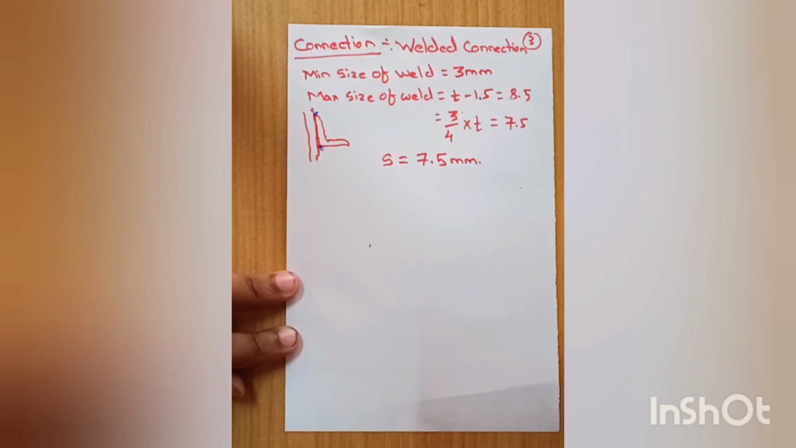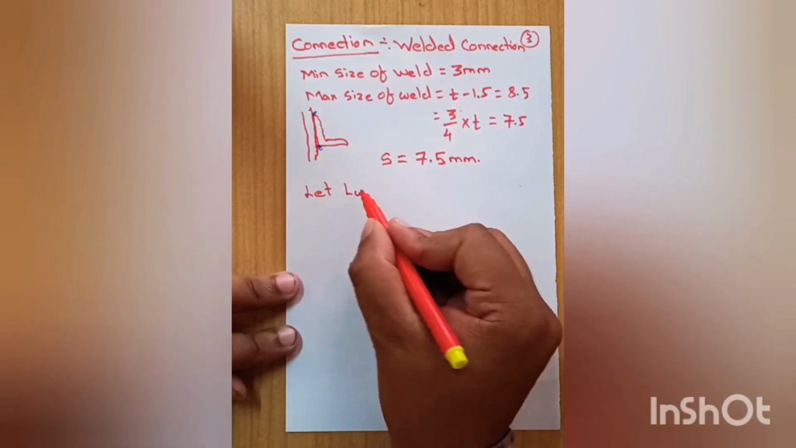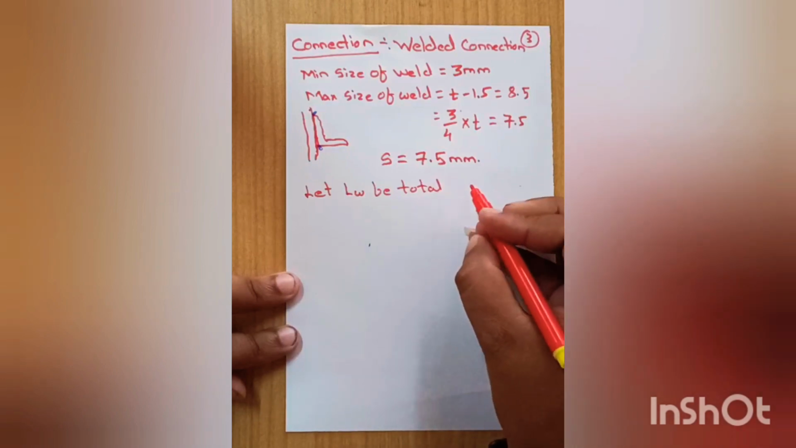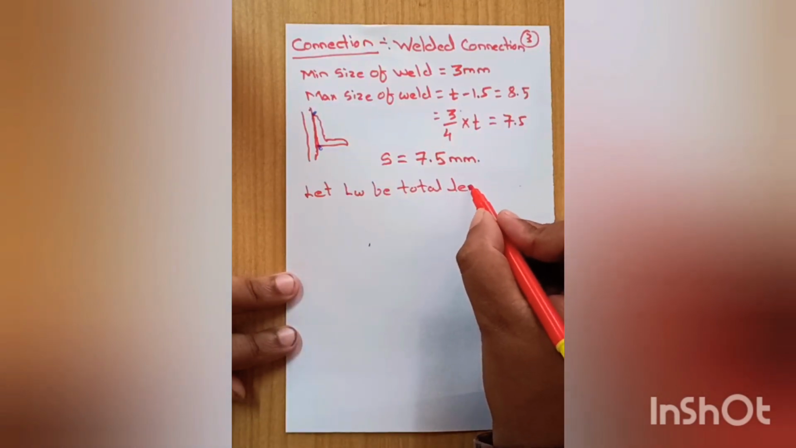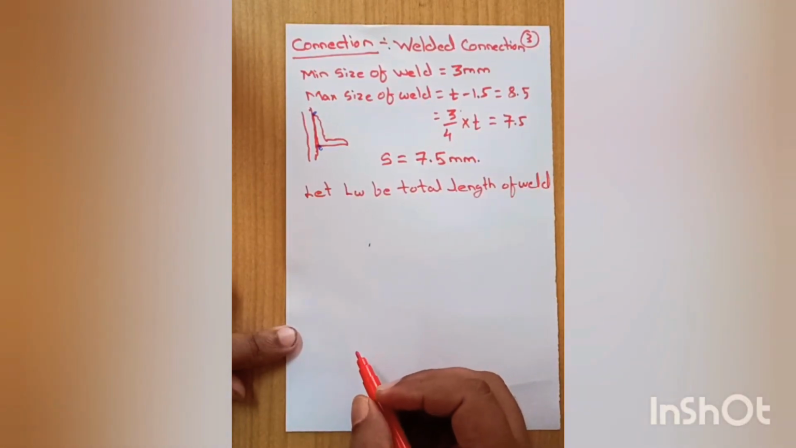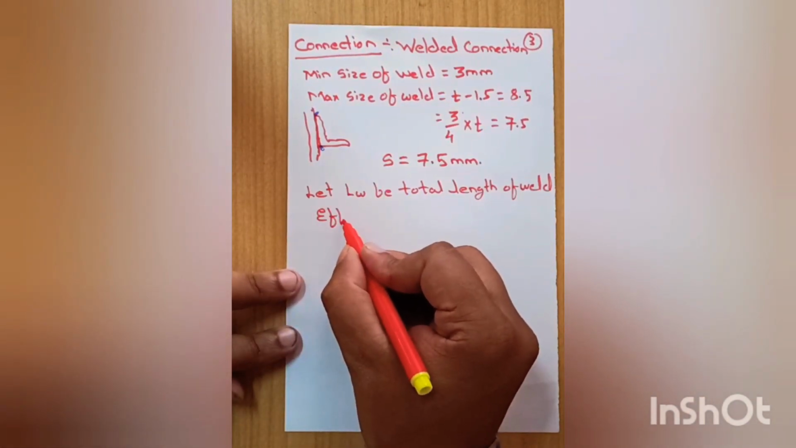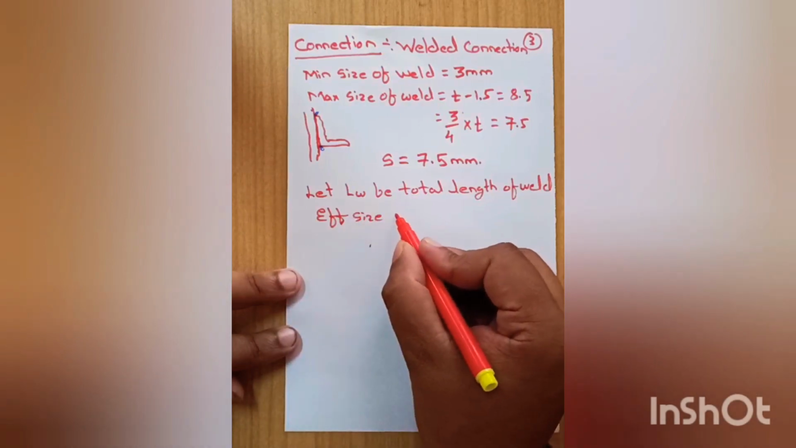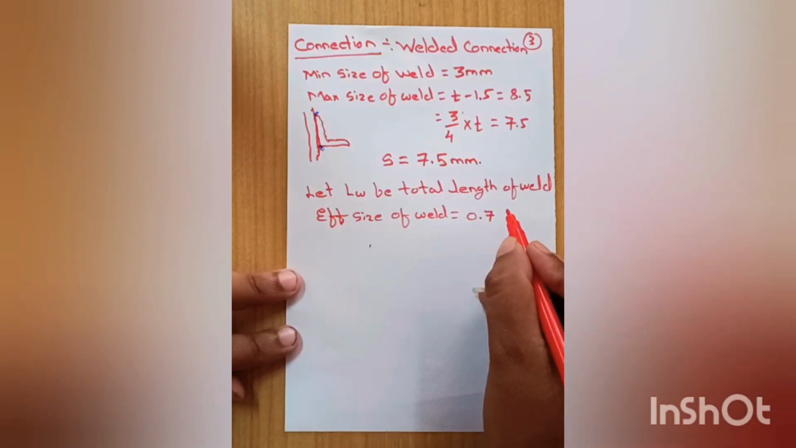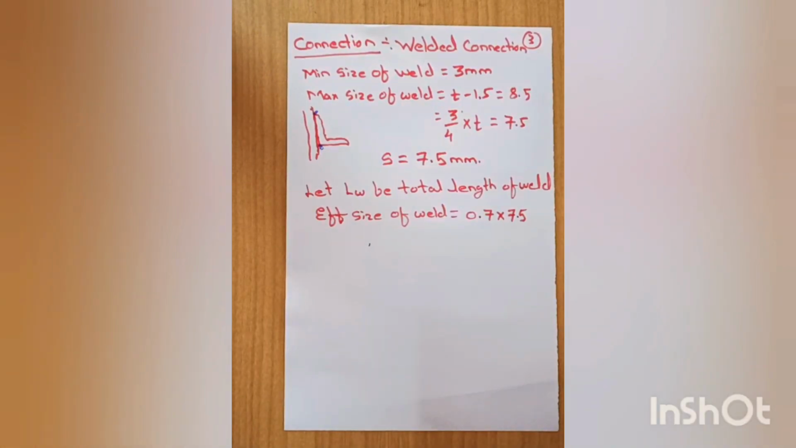Now let LW be the total length of weld, total length of the weld. So effective throat thickness, effective size of the weld is 0.7 times S. It is 0.7 times the size of the weld, effective size.